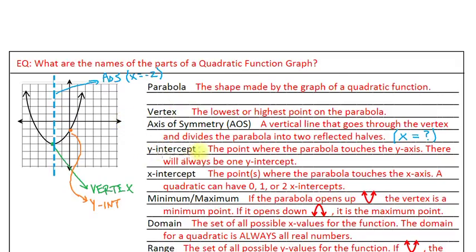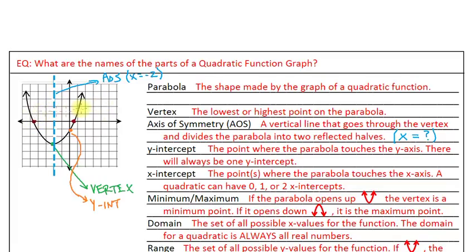Okay, x-intercept. The point or points, notice I have a plural, point or points where the parabola touches the x-axis. A quadratic can have 0, 1, or 2 x-intercepts. Notice on this graph, we actually have 2 x-intercepts. We've got one right here at about 0.5 is pretty close. We got one here at about, let's see, 1, 2, 3, about 4.5, estimate.